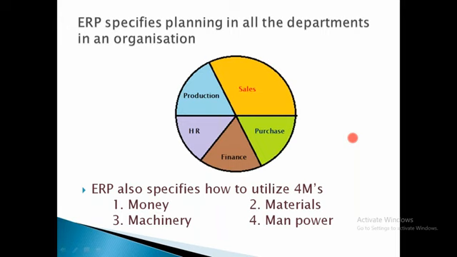So once again, SAP. SAP stands for Systems, Applications, and Products in Data Processing. And SAP is an ERP package. ERP stands for Enterprise Resource Planning, and ERP specifies the planning in all the departments in your organization. And ERP also specifies how to utilize 4Ms. The 4Ms are money, materials, machinery, manpower.